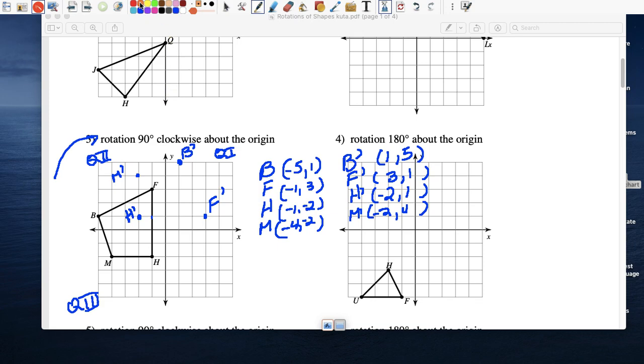Now let me change colors. And if you connect the dots, it's the same shape, exactly the same shape, same size, same everything, but rotated. So if you think about it, I hope you can imagine this shape here and just turn it, right? So notice that point F is over here, point H went from here to here, point B is over here and shifted all the way to here, and point M moved one quadrant over, so from quadrant 3 to quadrant 2. So that's the final shape.